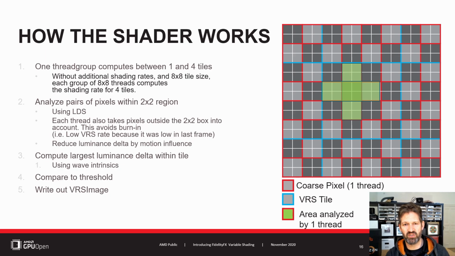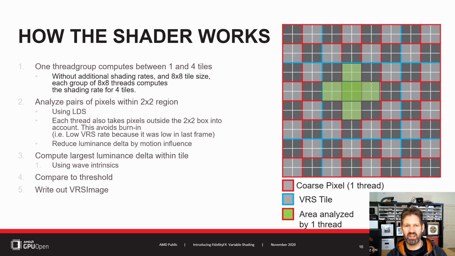Actually, the shader does not just compare values within a 2x2 pixel region, it instead compares pixels with a pixel outside the 2x2 region. The reasoning behind this is that if the previous frame used, for example, a 2x2 shading rate, there's a good chance that all 4 pixels have the same color value just because VRS was used in the last frame. That way the 2x2 VRS rate would kind of burn in. Using motion vectors somewhat helps with this, but it does not prevent this effect completely. So to avoid this, we have to take comparison values outside the coarse pixel region.